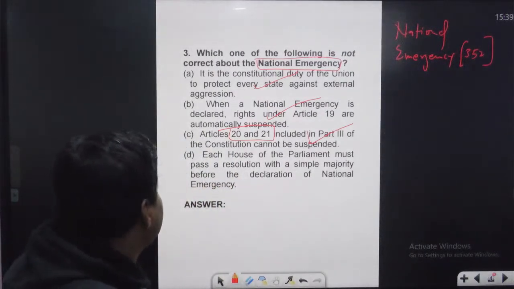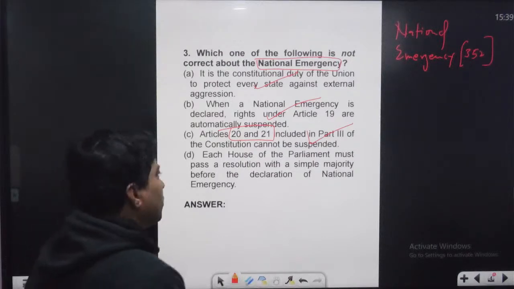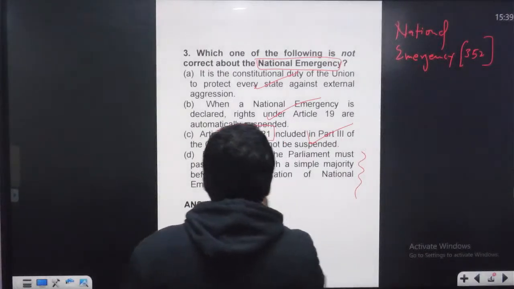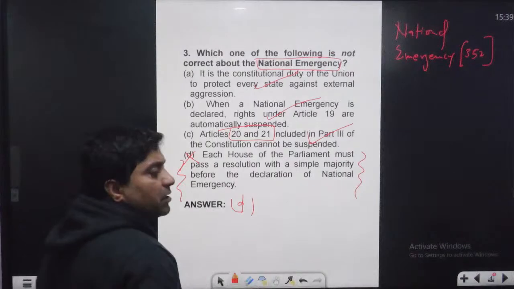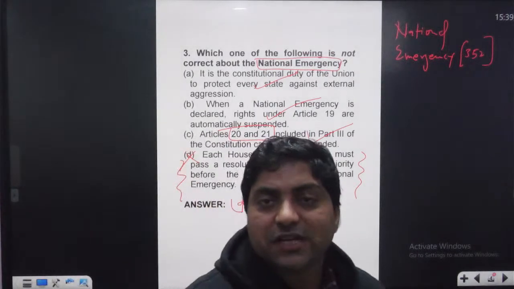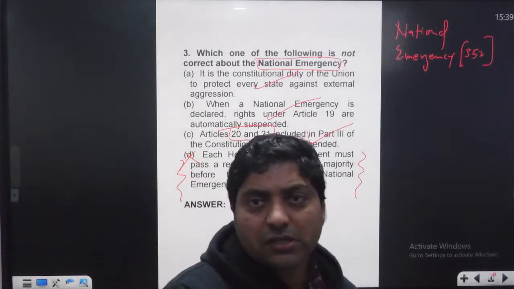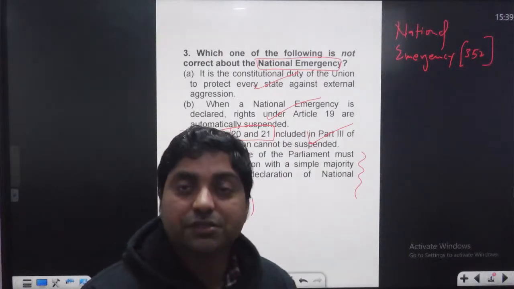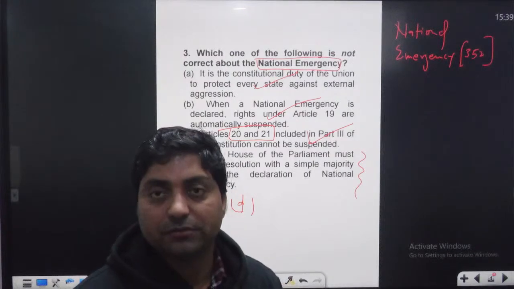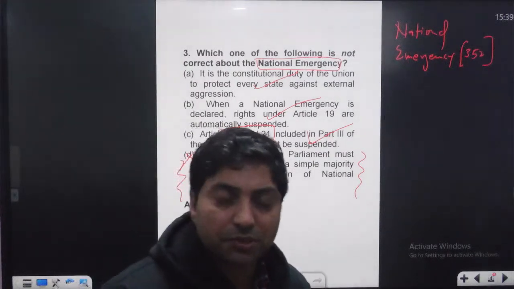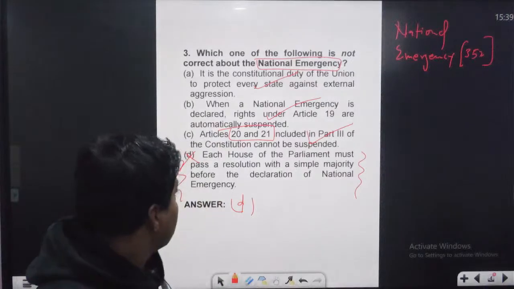Each house of the parliament must pass a resolution with a simple majority before the declaration of emergency. No, there is no necessity, right? There is no necessity. So D would be the correct answer, right? Only cabinet should give a written recommendation to the president to implement emergency, national emergency.